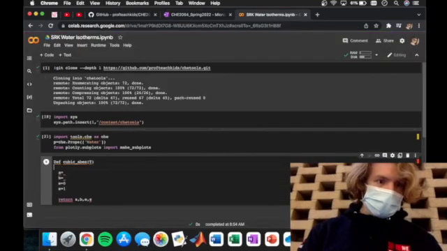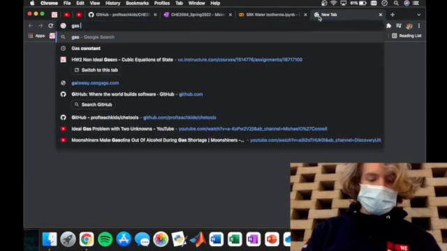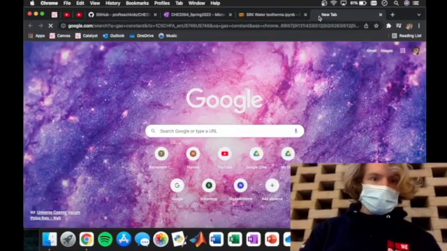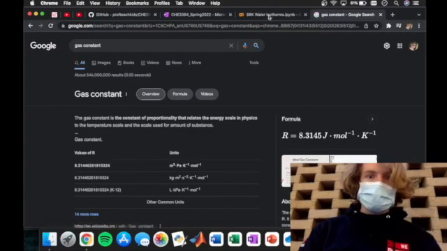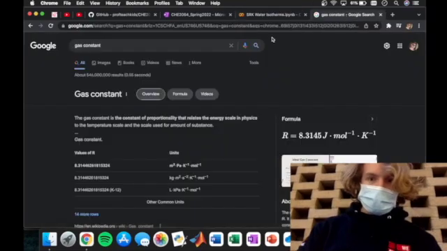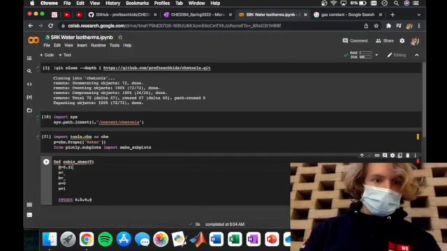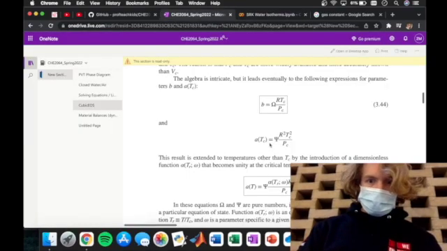Alright, and let's see here, we can go ahead and import r. That's just going to be a constant that we can go ahead and look up, so let's go ahead and look that up. Looks like that is going to be equal to 8.3145, so we'll go ahead and import that. R is equal to 8.3145, yep, 3145.